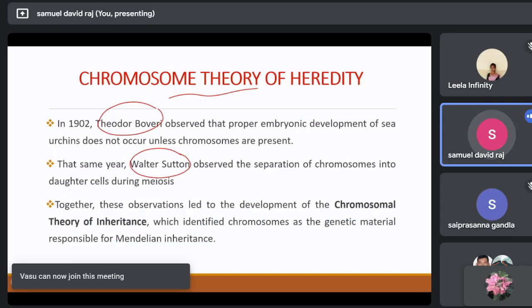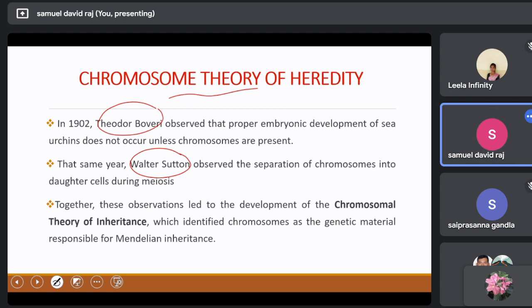Okay, in 1902, Theodor Boveri observed that proper embryonic development of sea urchins does not occur unless chromosomes are present. So, for heredity to take place, chromosomes are required during the process of fertilization. They are the ones that are transmitted to the embryo, that means from the zygote to the embryo. So for the embryo to get developed, according to him, chromosomes are required.